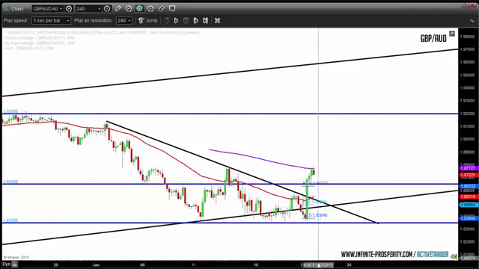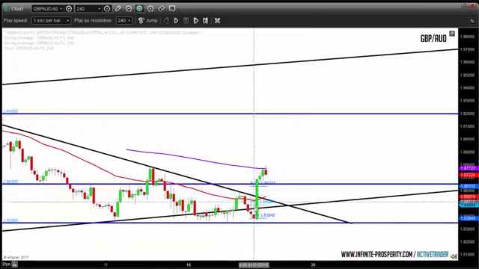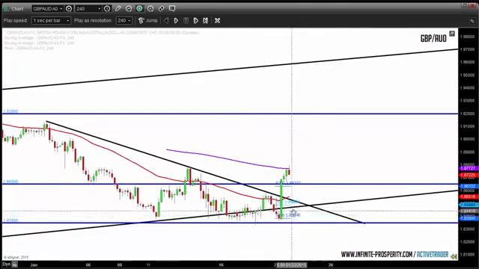So once I saw that, I wanted to see a pullback of this large bullish engulfing. You can really see the size of it on the 4-hour chart. I wanted to see a pullback of this bar, retesting this broken trend line and retesting the pivot point as well as the 50 EMA.